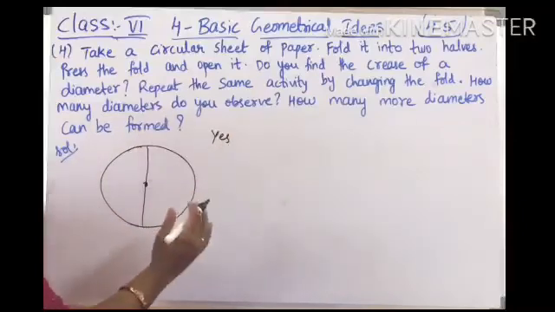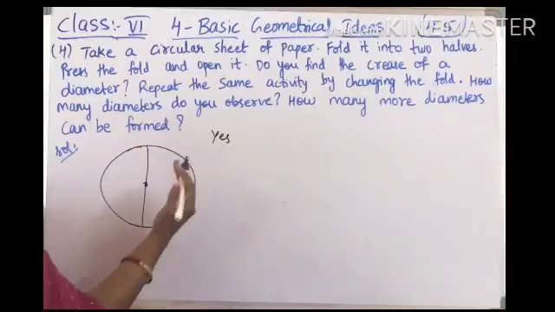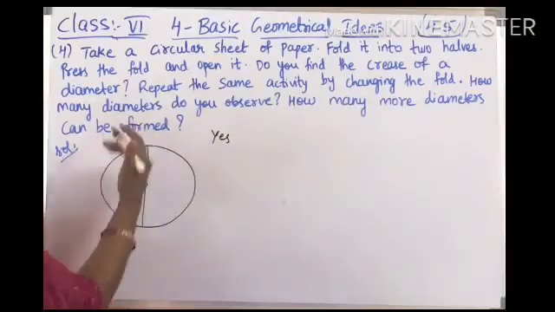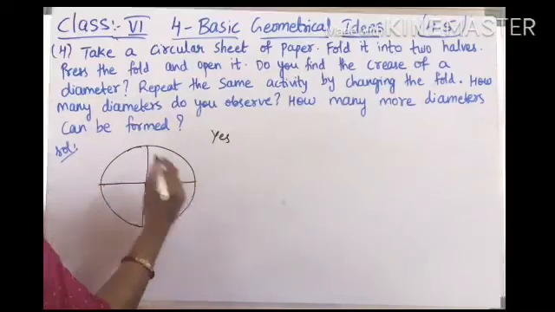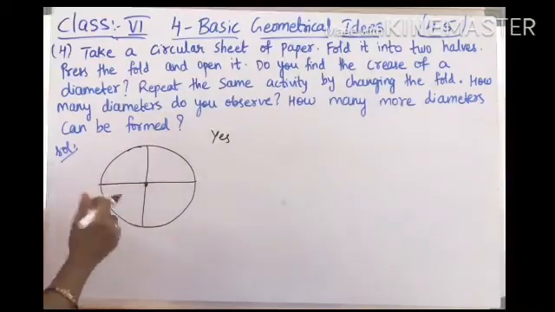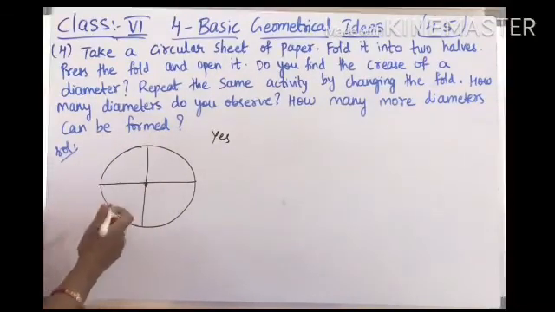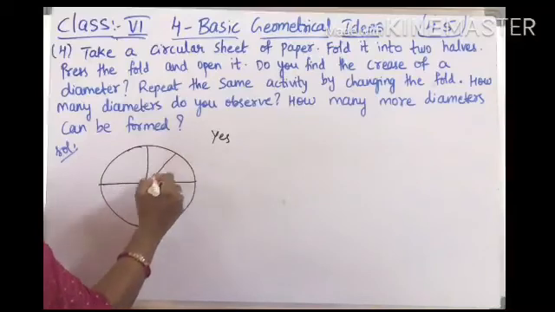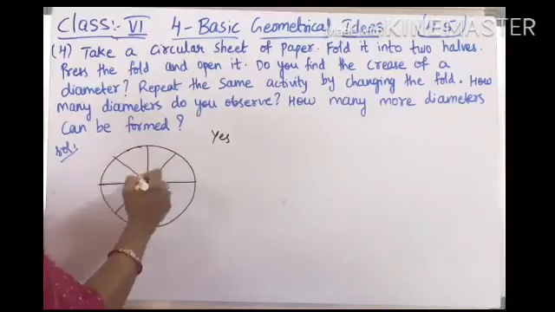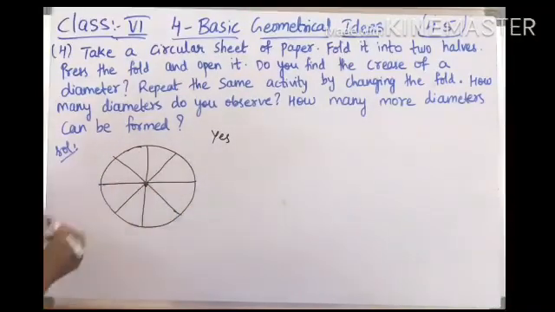Repeat the same activity by changing the fold. First you fold it vertically and then fold it horizontally. When you fold like this, you will get one more crease. How many diameters did you observe? If I fold like this, one more diameter you will get. If I fold once more, we get another diameter. So we get so many diameters, right? So many diameters can be observed.